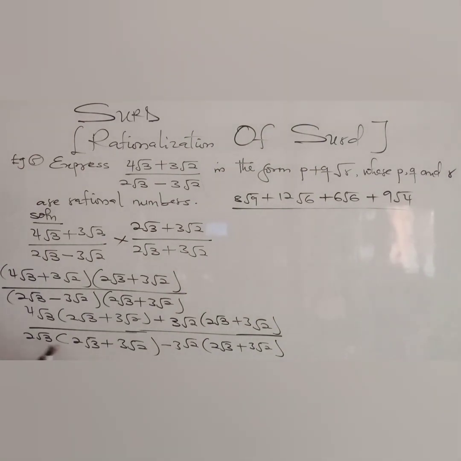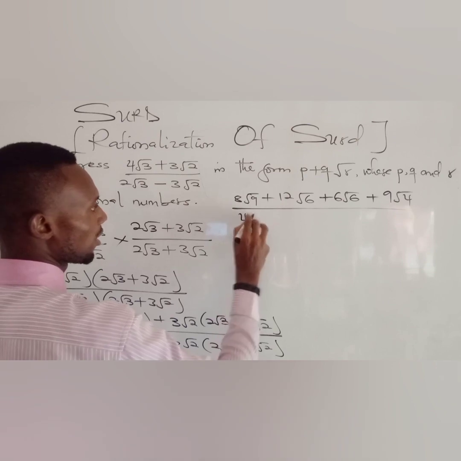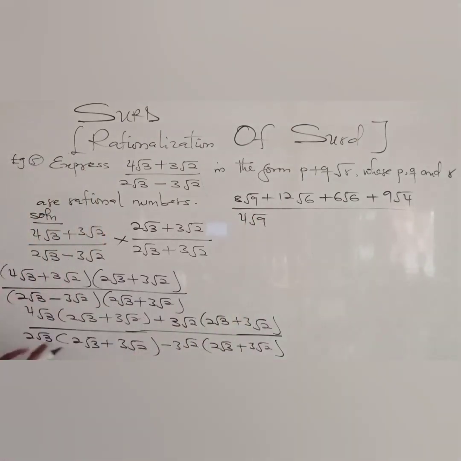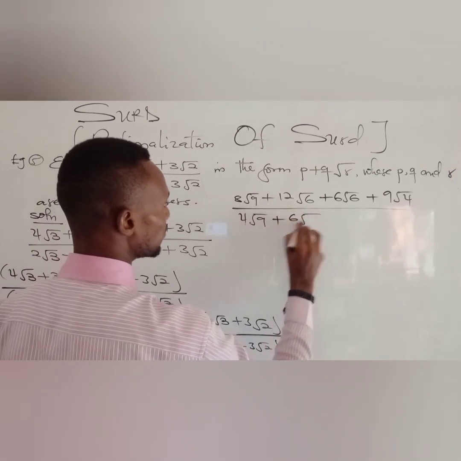2 root 3 times this 2 root 3 is going to give me 4 root 9, or you can make it 2 root 3 all squared, which is the same thing. So I will choose to write 4 root 9, which is the same as writing 2 root 3 all squared. So 2 root 3 times 2 root 3 gives me 4 root 9. Then this 2 root 3 times this 3 root 2 is going to give me 6 root 6. And I hope you agree with me. So plus 6 root 6.